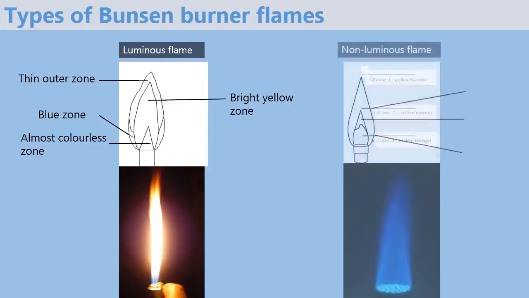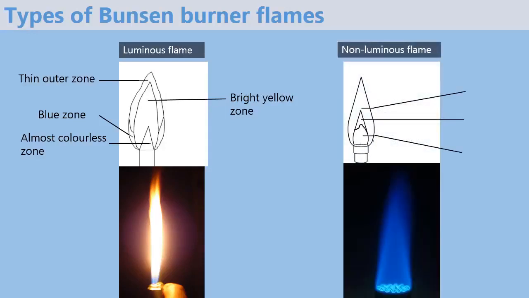The next type of flame is known as the non-luminous flame, that is formed when the air hole is open. This type of flame does not produce much light, and it has plenty of supply of air, and that's why it is blue in color. It is usually hotter than the luminous flame. The non-luminous flame has 3 regions.